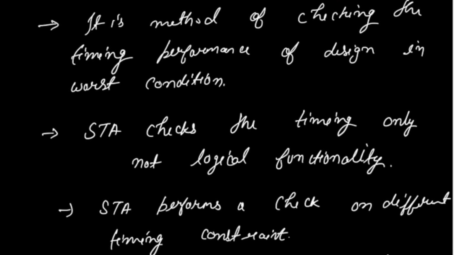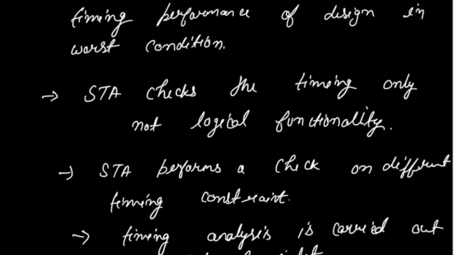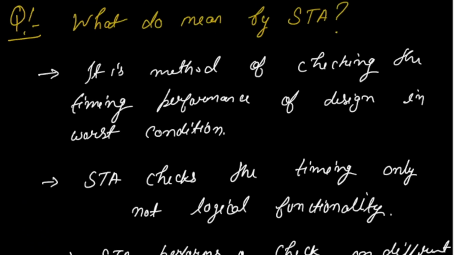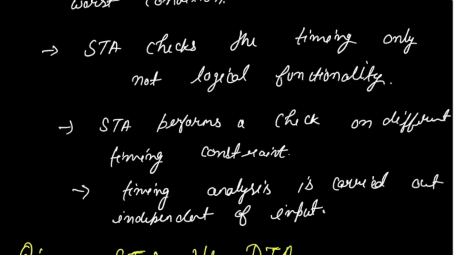STA performs checks on different timing constraints. What all the timing constraints are, we will discuss next in the video. This timing analysis is carried out independent of input, and it does not require any input to carry out the timing analysis. So this is the basic definition of STA. STA means static timing analysis. The word static means it is independent of the input.